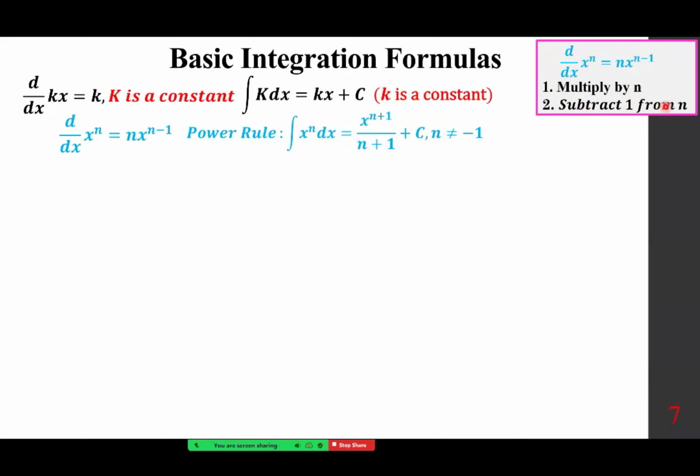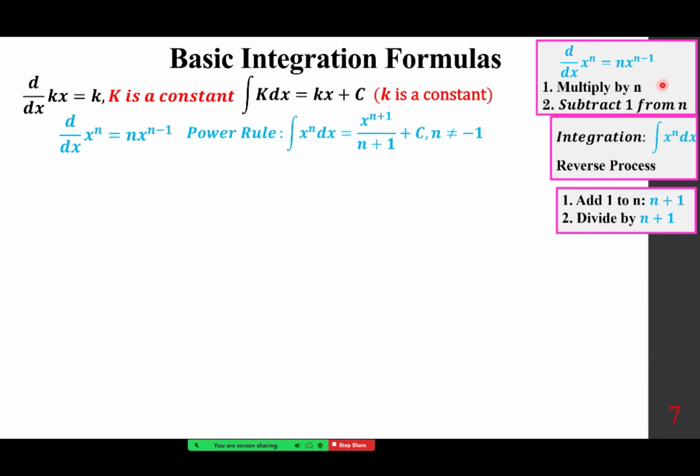Now, for the integration, if I want to integrate the power, the integral of x to the power of n dx, the reverse process is going that way. Number 2 becomes number 1, and instead of subtraction, we add 1 to n, which makes it n plus 1. And then instead of multiplication, we divide by what we just got, which was n plus 1. So add 1 to n and divide by n plus 1.